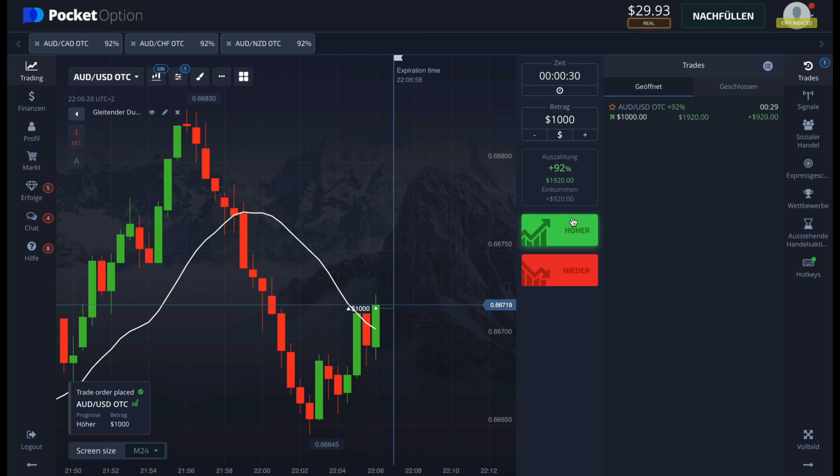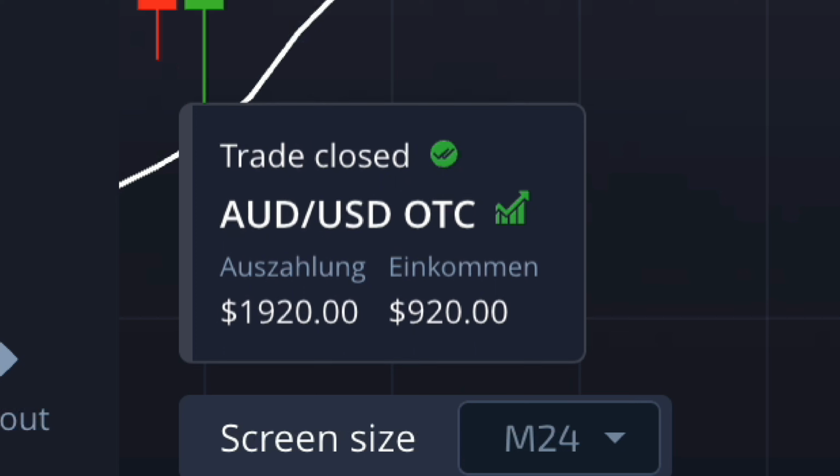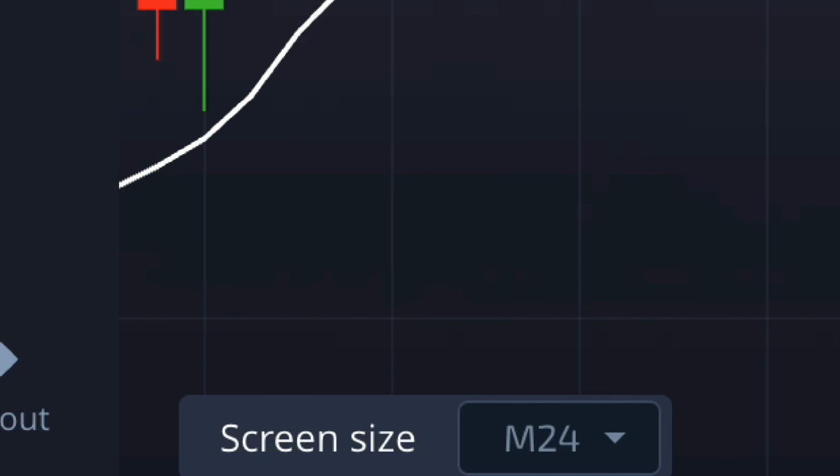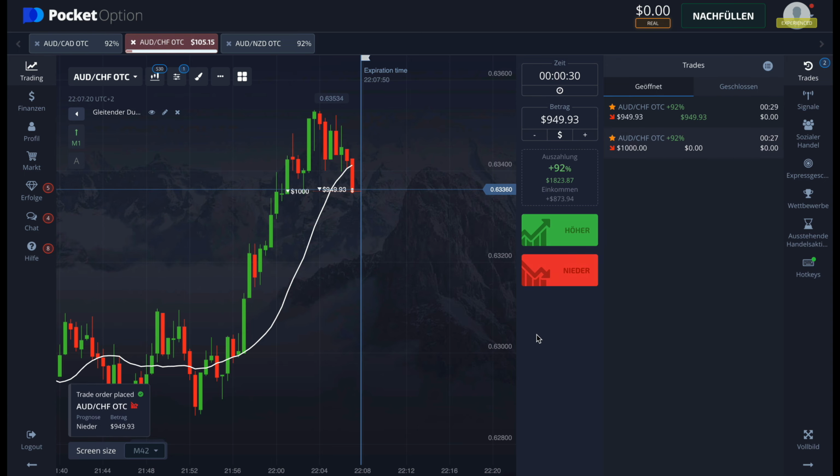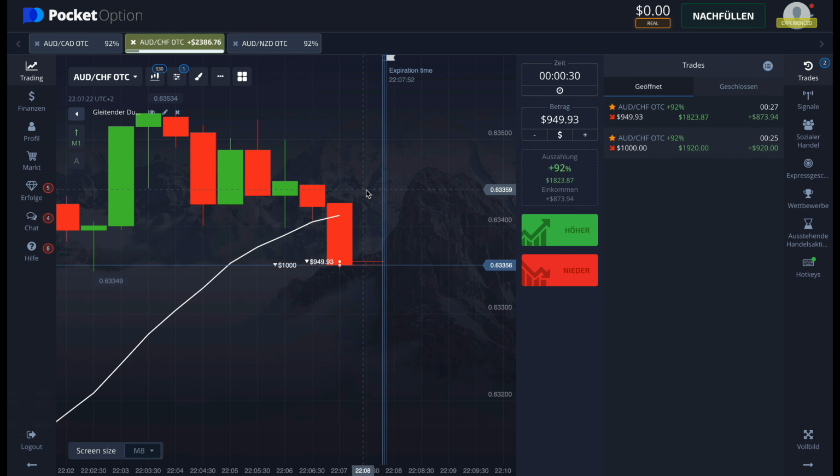Same example like before. Candle broke the moving average, so a call trade is confirmed. Let's wait again for the result. Profit again. Unbelievable. Next confirmation again. We copy the strategy. Candle broke the moving average and is going down. So we place a put trade.